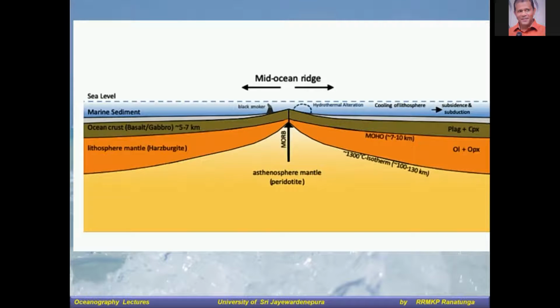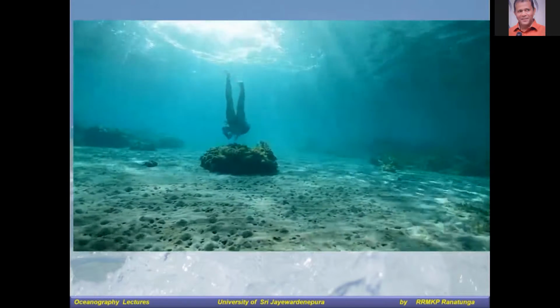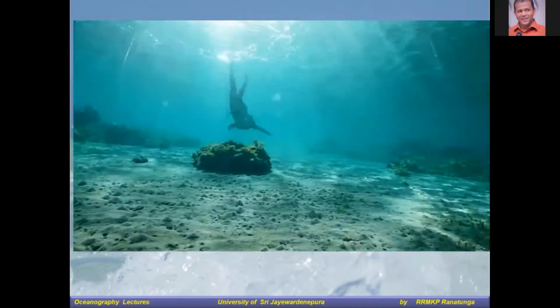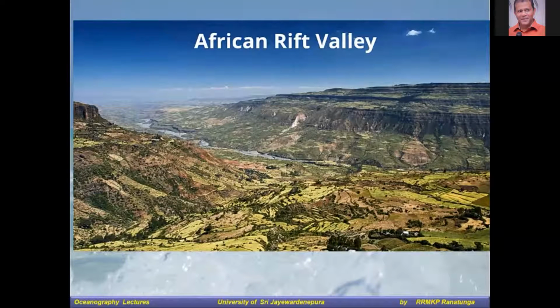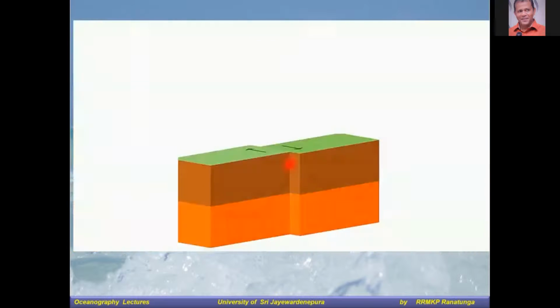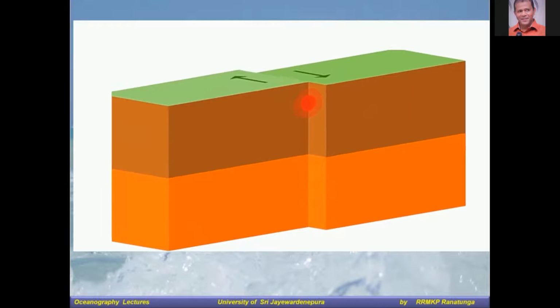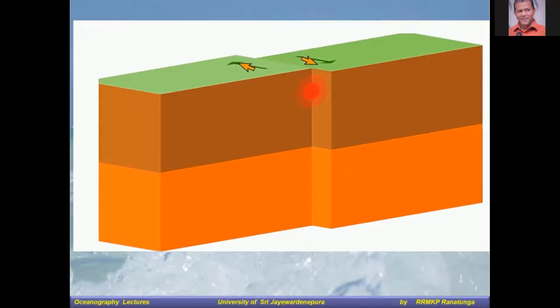Most of these divergent boundaries are located on the ocean floor. However, rift valleys may also form where the continents are separated by plate movement. And finally, transform boundaries occur where two plates move past each other horizontally.